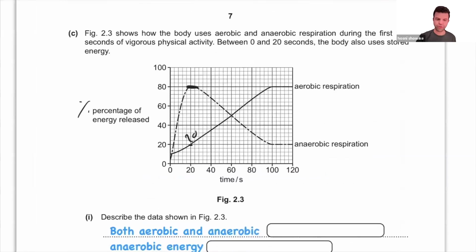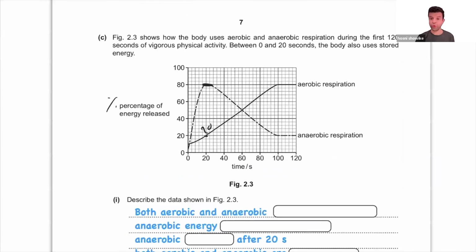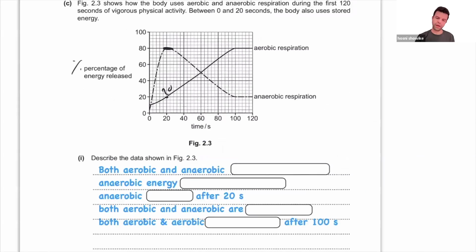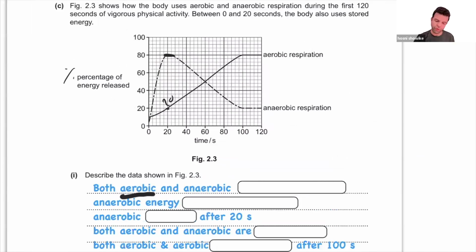Anyways, going back to the graph, they wanted me just to describe it. So there's nothing really special here. I'm going to state it like this. I'm going to say both aerobic and anaerobic increase at the beginning, right? So we have an increase for either, but which one of these is increasing faster? You can check that the anaerobic, the dotted line here, is speeding up faster, right? It's showing a faster increase.